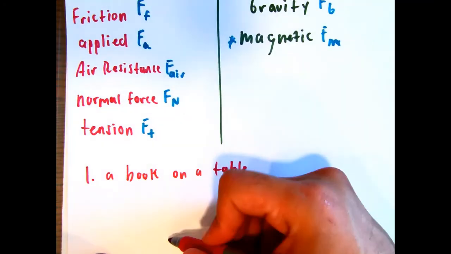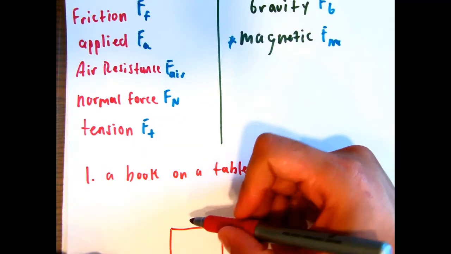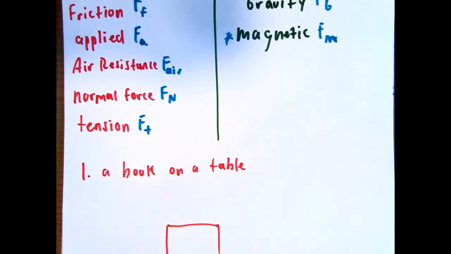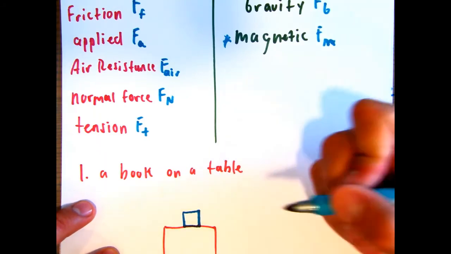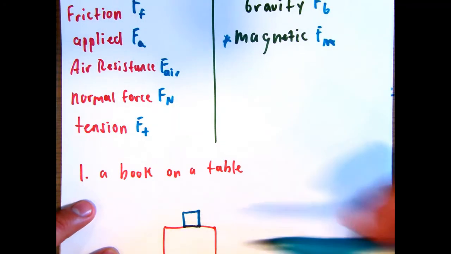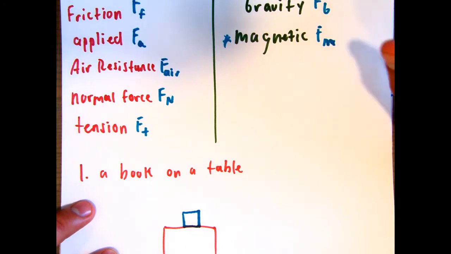So I draw a simplified version of this book here. And I'm drawing the forces on the book, not the forces on the table. Okay, so we have the book. I want to show the forces that exist on this.